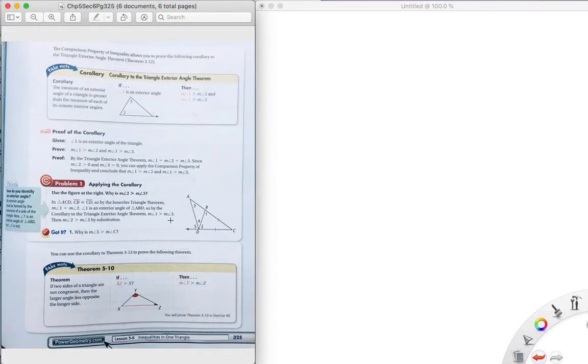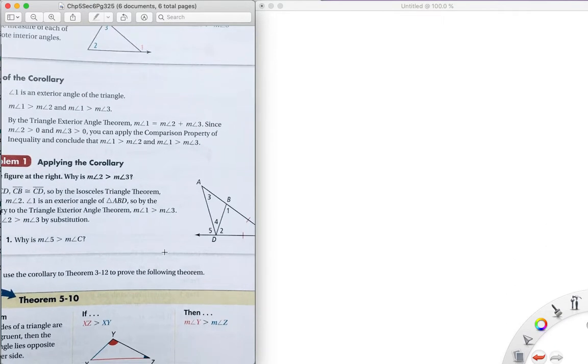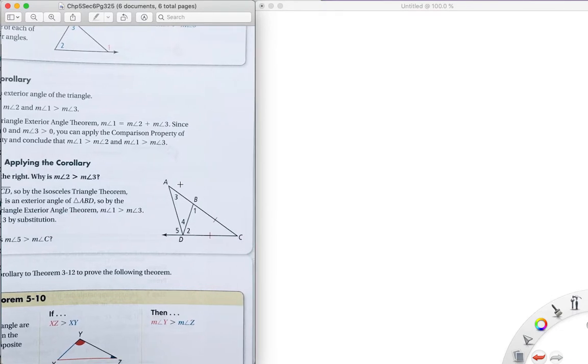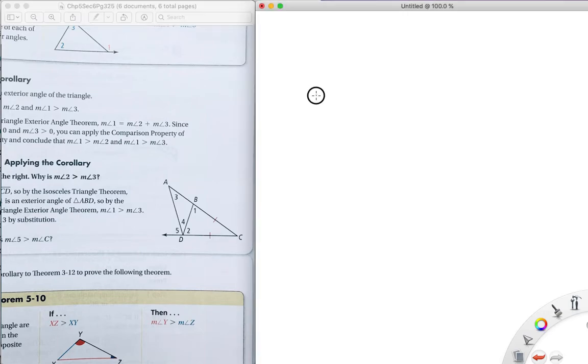Okay, so they have a question here. Why is the measure of angle 5 greater than the measure of angle C? So they throw a whole bunch of triangles out there to throw you off, but I'm going to show you what they want you to see, but they're tricking you to not see. Ignore all of that other stuff. Just look at 3, and just look at C. And then we have 5.